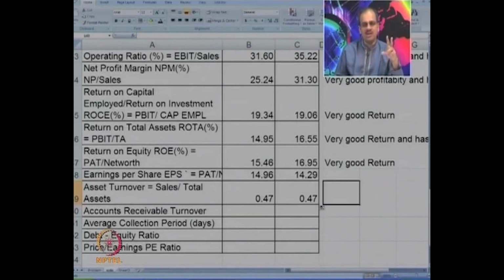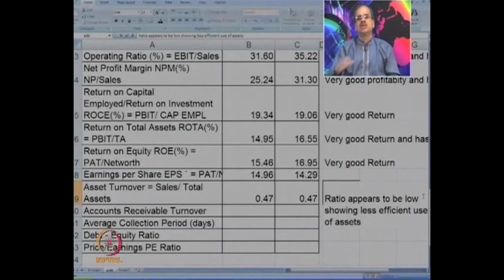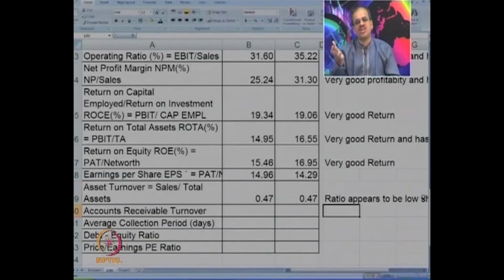So, it is not really a very good ratio. So, we will say the ratio appears to be low, showing less efficient use of assets. So, if the ratio is more, it would have meant that there is more efficient use of assets.